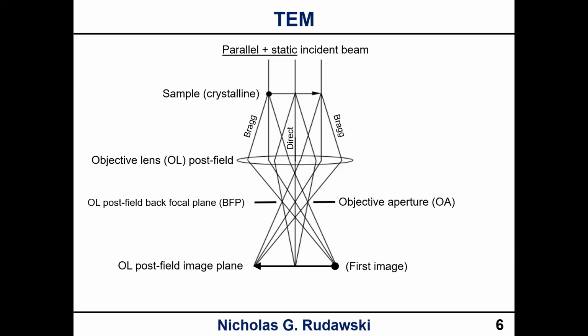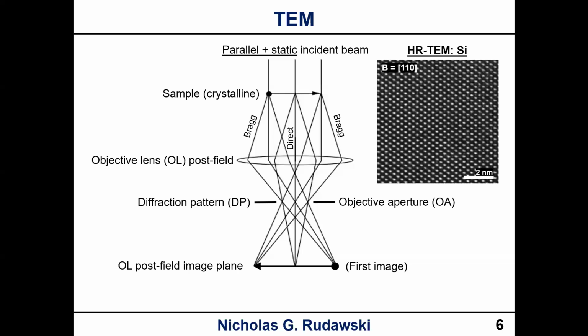So the diffraction pattern is where all the rays coming from the sample traveling in the same direction are focused to the same point, and that's where we see the diffraction pattern. At the same plane, we also put what's called an objective aperture. Using this, we can select what part of the diffraction pattern contributes to our final image.